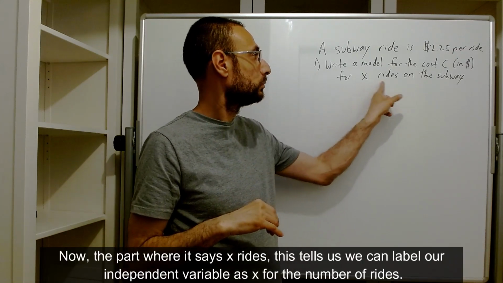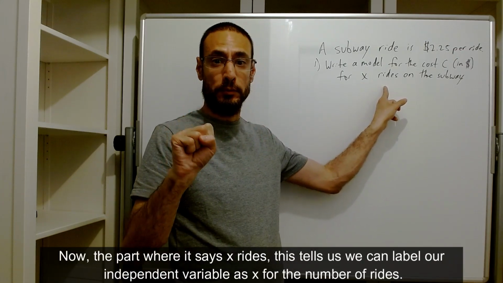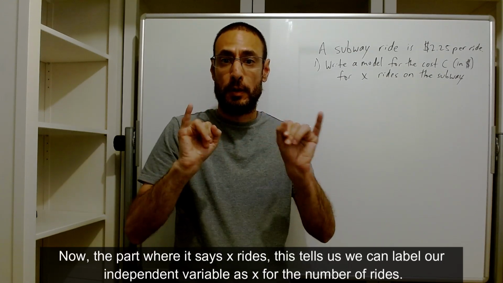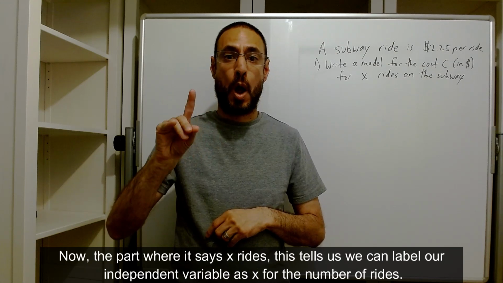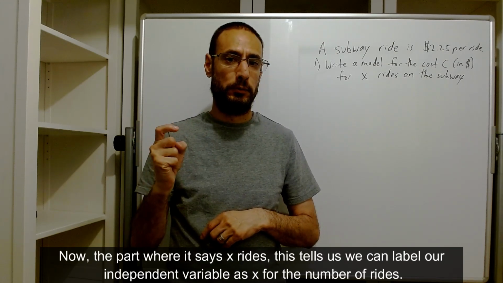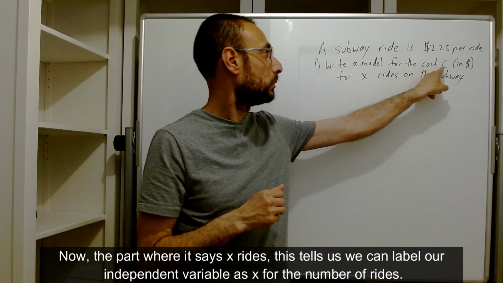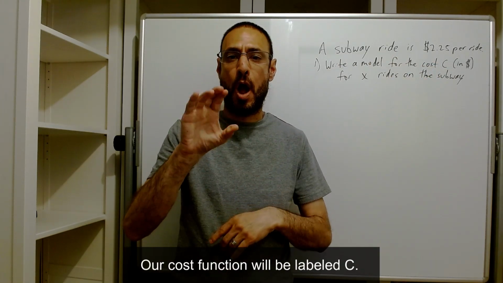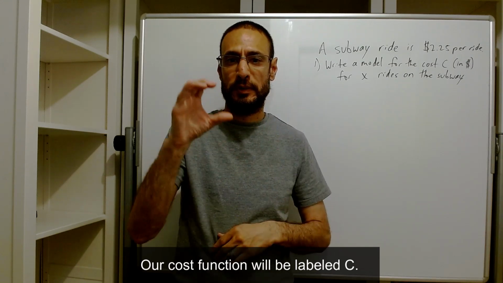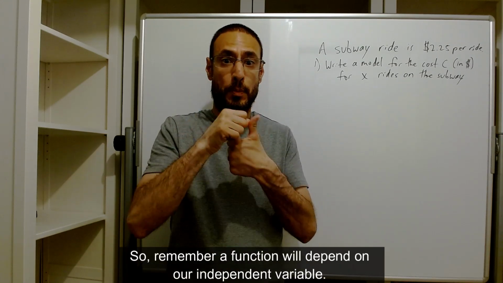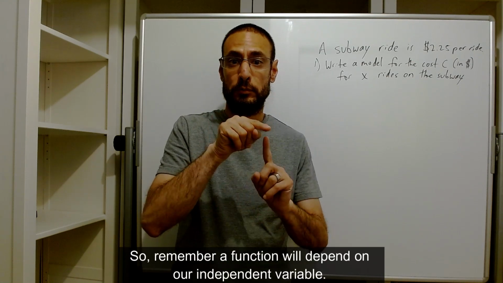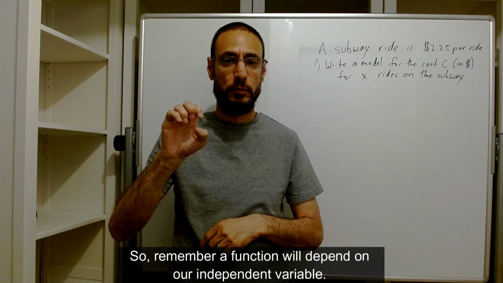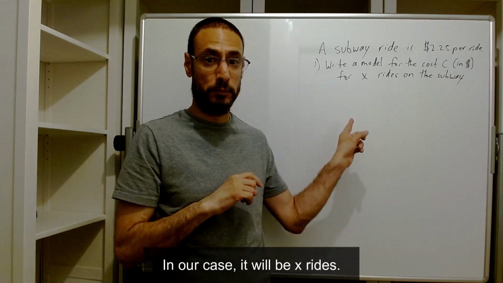Now, the part where it says X rides. This tells us we can label our independent variable as X for the number of rides. Our cost function will be labeled C. So, remember, a function will depend on our independent variable. In our case, it will be X rides.